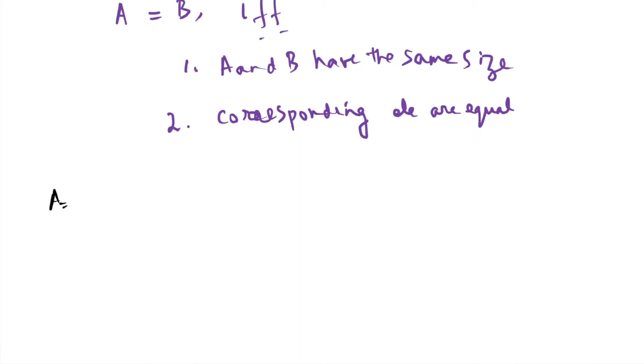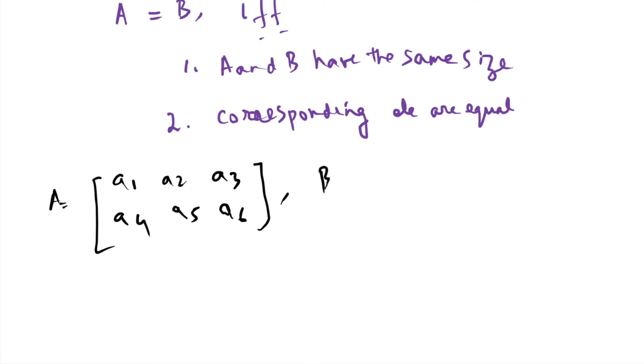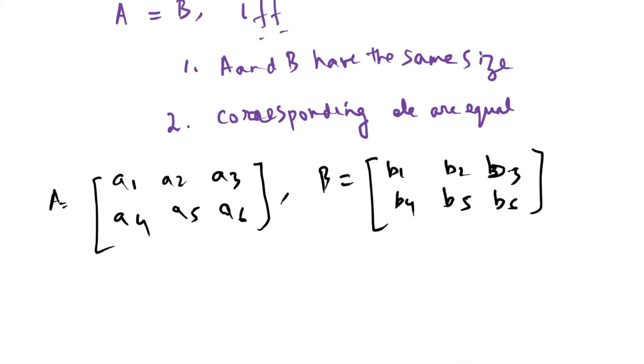Let's say A is equal to A1, A2, A3, A4, A5, A6, and let's say B is equal to B1, B2, B3, B4, B5, and B6. First of all, if A and B have to be equal, they need to have the same size, which indeed is the case. A is a 2 by 3 matrix, 2 rows and 3 columns, and so is B. So this is check.